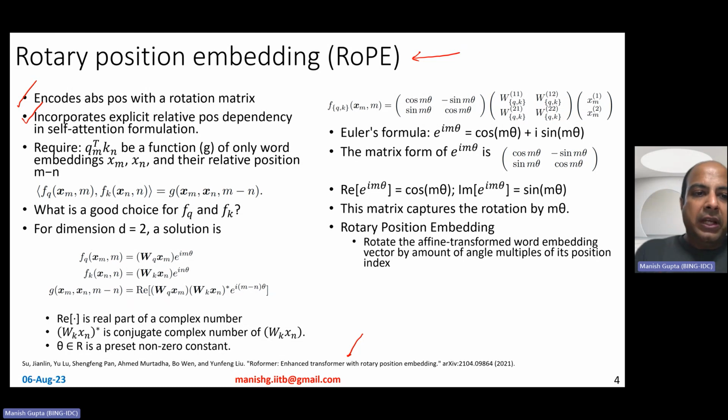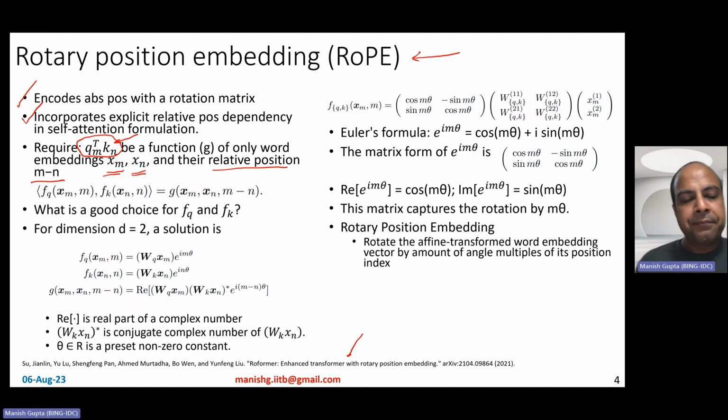The entire game is about Q_m transpose K_n, where the query is at position M and the key is at position N. The idea is to have this dot product be computed such that it only depends on the content at M, the content at N, and the relative position M minus N. It should not depend on the absolute position that much. The absolute position should not matter much. It should depend solely on the content at position M, the content at position N, and the relative position between M and N.